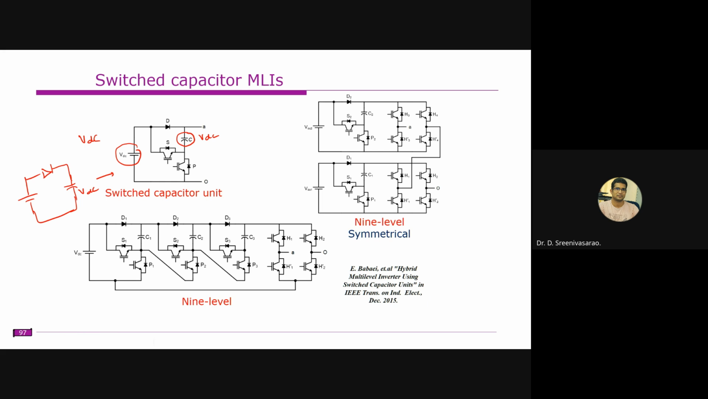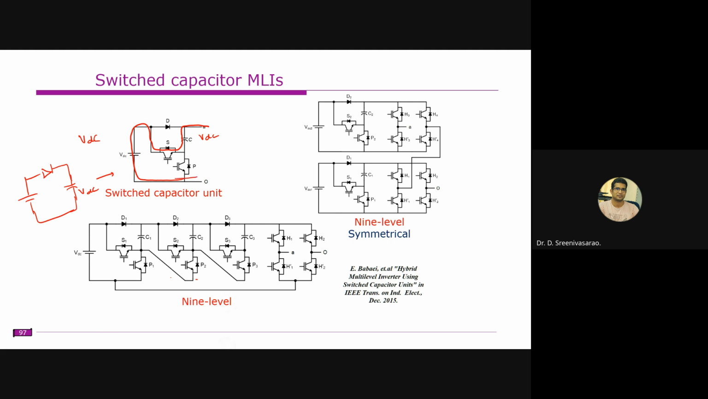Now when you turn on the switch S, during the levels where you require it, the path will be something like this, from here to this. So now you understood why this diode is required, just to prevent the capacitor from discharging or causing a short circuit. So you need this diode.